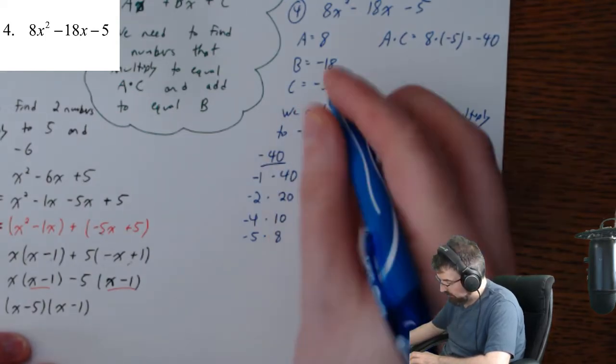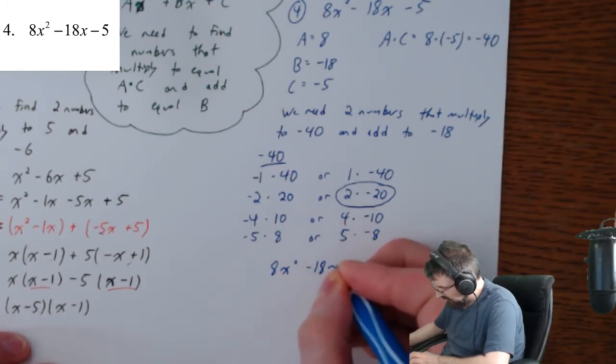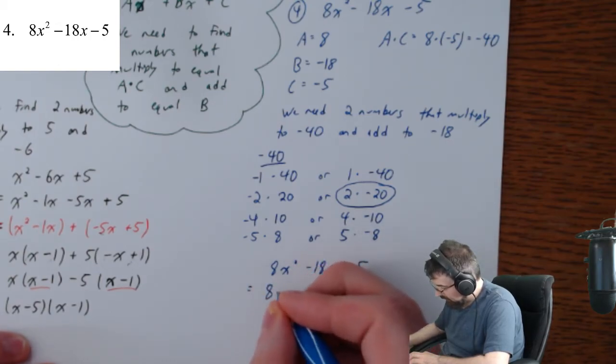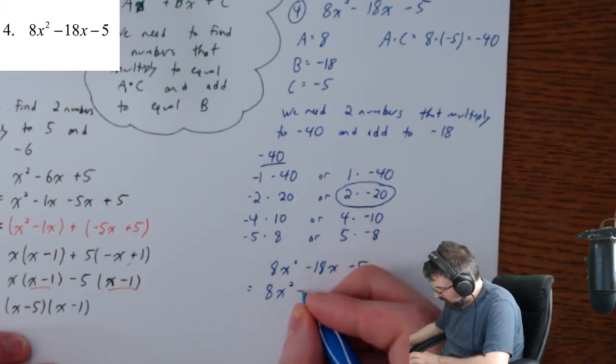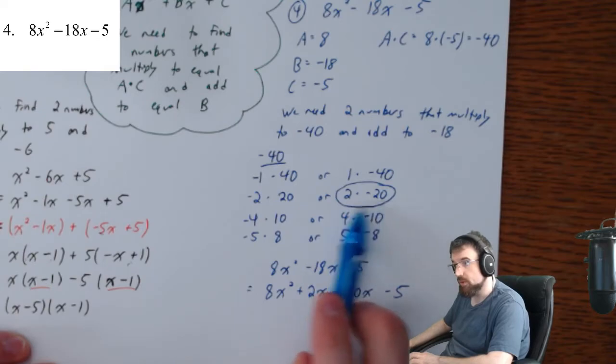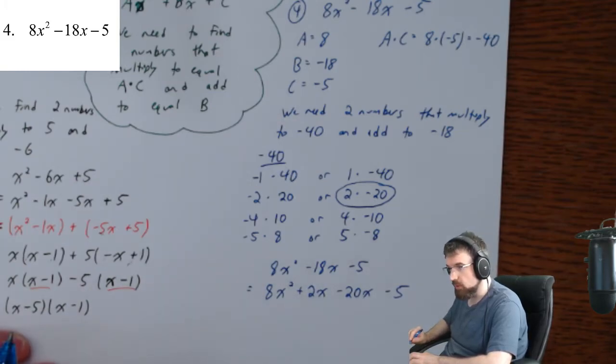So what we can do now is we can rewrite 8x squared minus 18x minus 5. That's going to be rewritten as 8x squared plus 2x minus 20x minus 5. Right? And our positive 2 and negative 20 go down in here. Right? Because negative 18 is the same as a positive 2 and a negative 20. So that was totally fine to rewrite that.